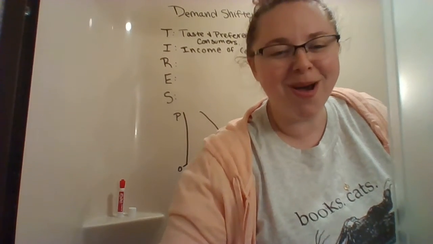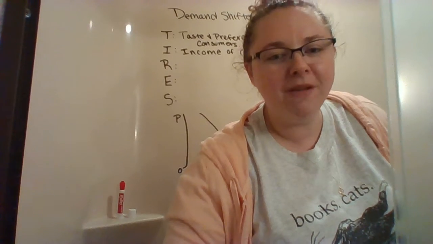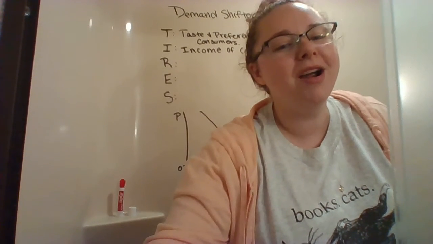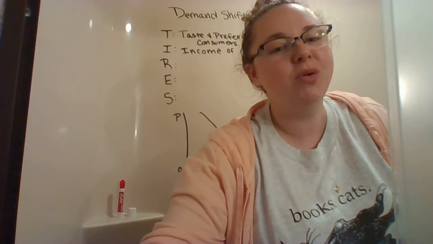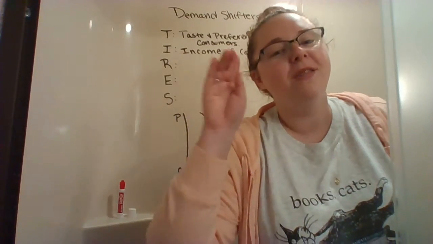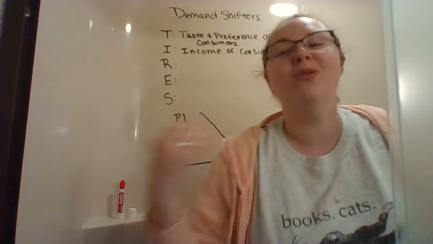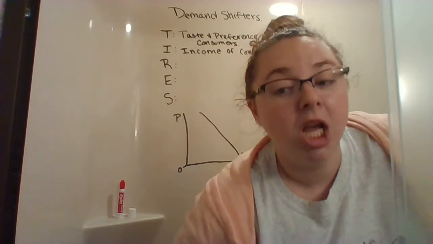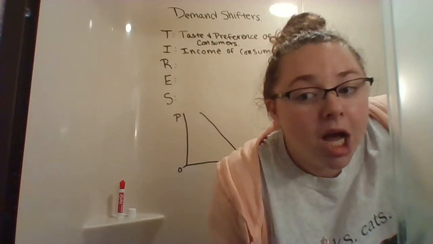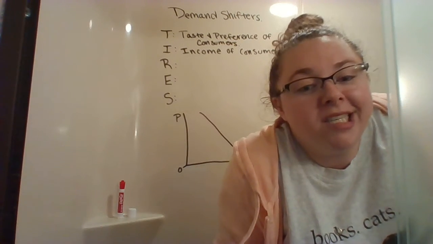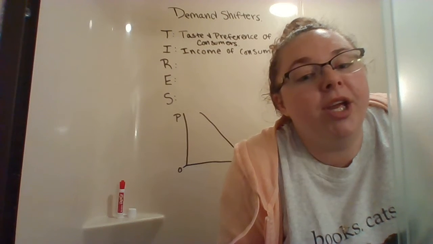We're going to talk about the R. What's a good example of an R? Okay, so R is kind of a weird one. There's two things that go under R, okay? The first one we're going to talk about, because R talks about related goods. So do you remember before when I was talking about Crest and Colgate?